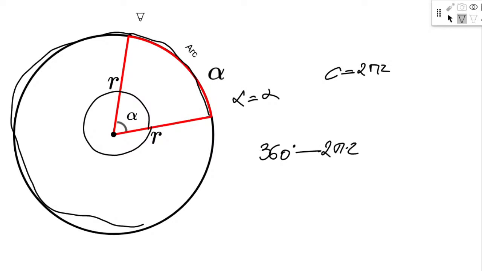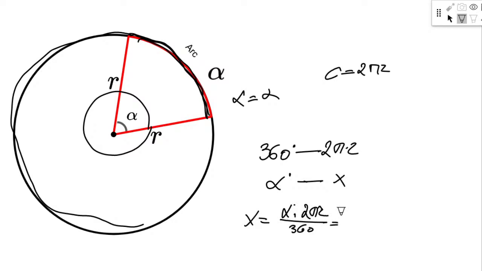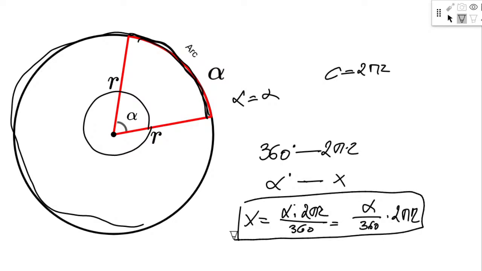We need to find this side, and it's going to be our alpha degrees, and it would be our x. How do we find it? We cross multiply. X equals alpha degrees multiplied by 2 pi r divided by 360. But to remember it easier, we write alpha divided by 360 multiplied by 2 pi r. So this is how we find the length of an arc if it's given in degrees.